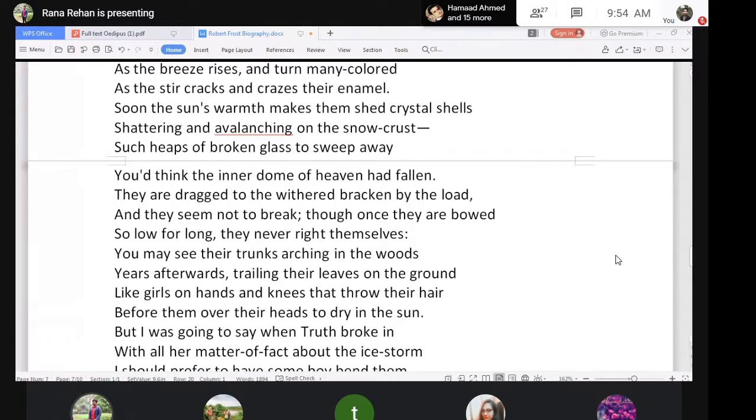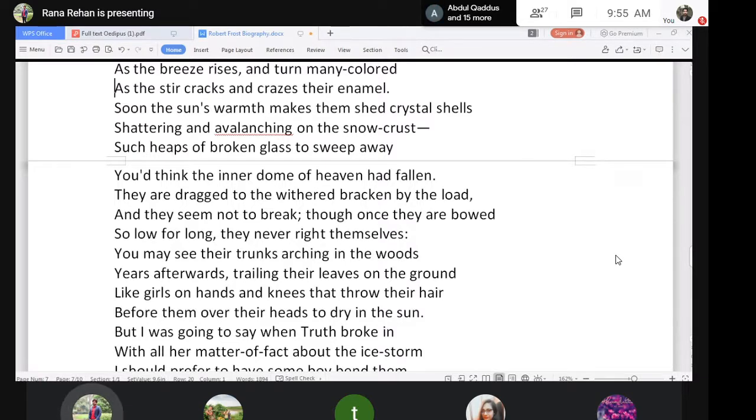Because if you talk about the sky, if you are standing on the earth on a plain ground, you will see that the sky looks like a dome. It looks like a round and curved ceiling or a roof, a curved and round-shaped ceiling over your head. So he is actually talking about that dome. It looks like the inner dome of heaven had fallen, because the snow on the trees has the same round shape.